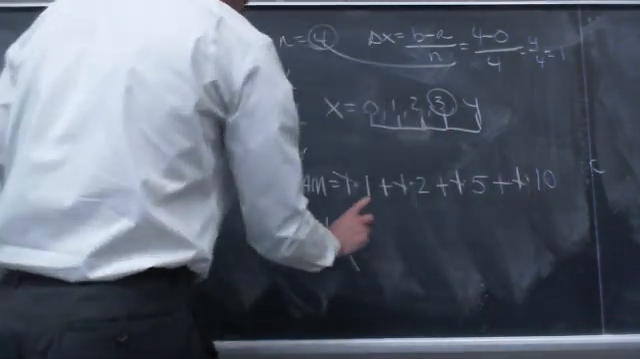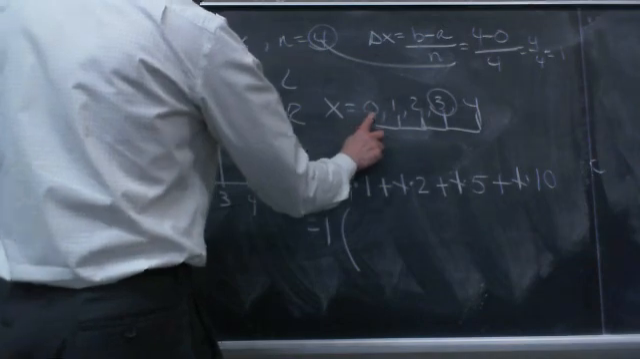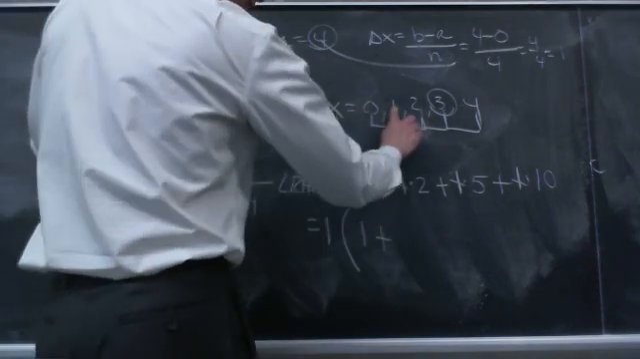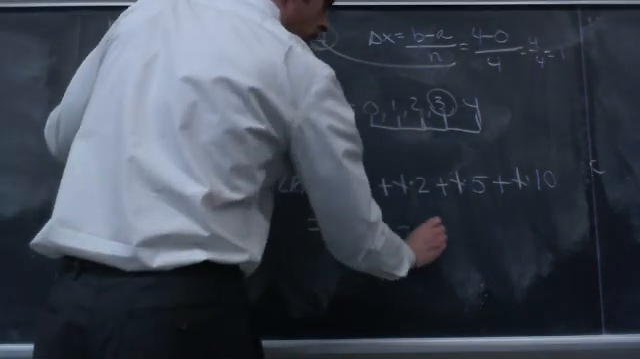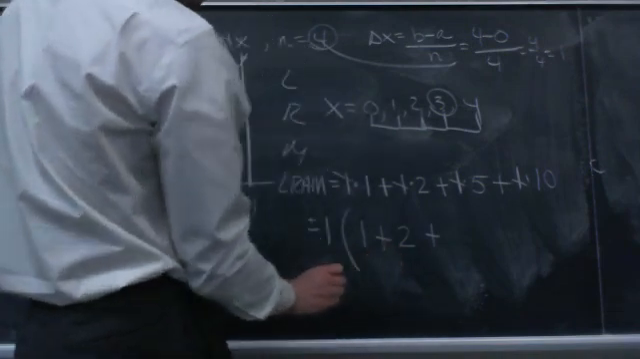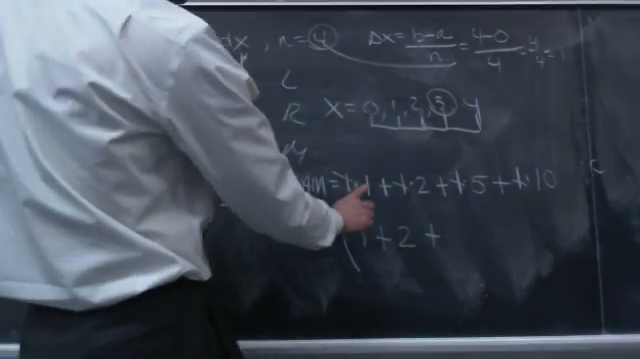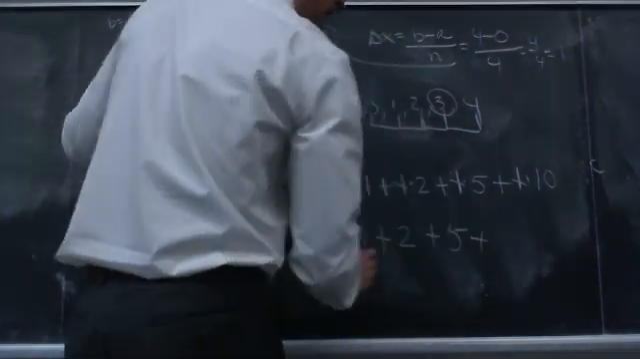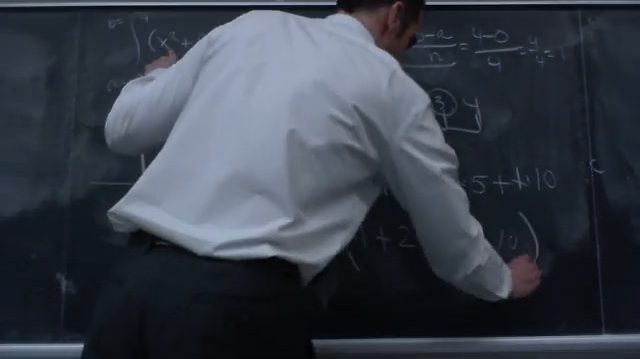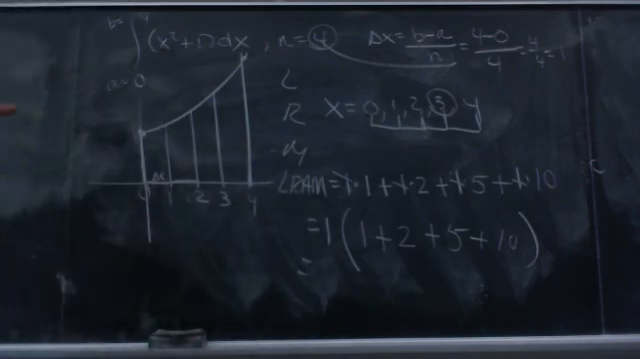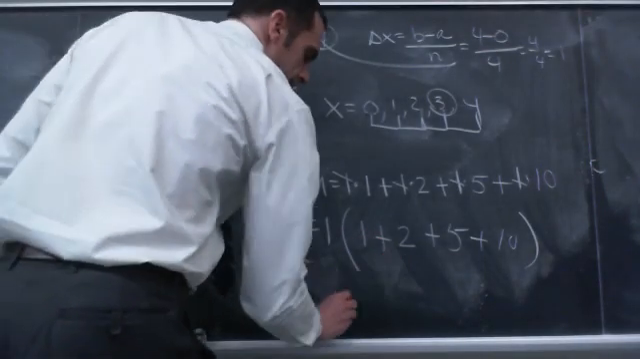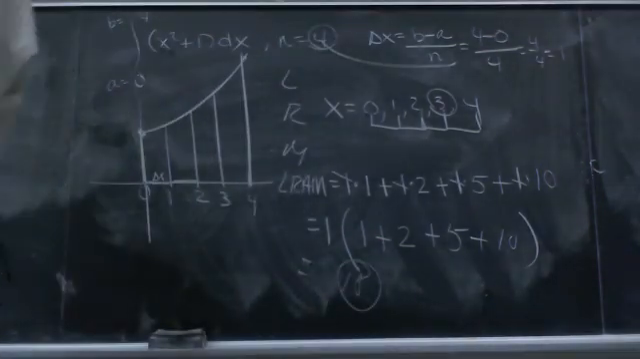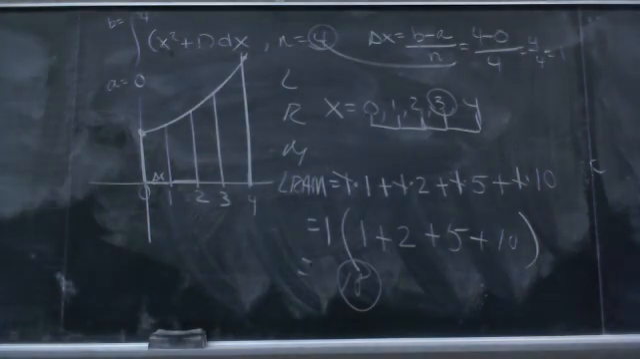And what would be left would be f at 0, which is 1, f at 1, which is 2, f at 2, which is 5, and f at 3, which would be 10. So an approximation to this would be 18 as an answer, using the left.